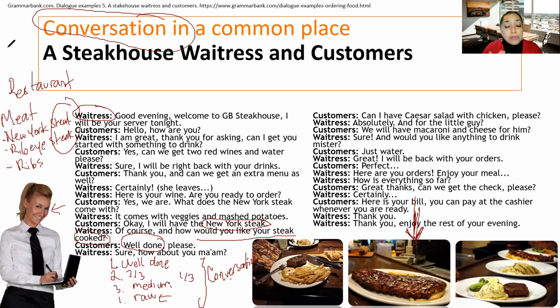But when you're asking for something more complicated like meat, like steak, you need to use these things in your conversation. And like I said, if you're like me, you're always going to say, I like it well done, please. Well cooked. Okay, good.